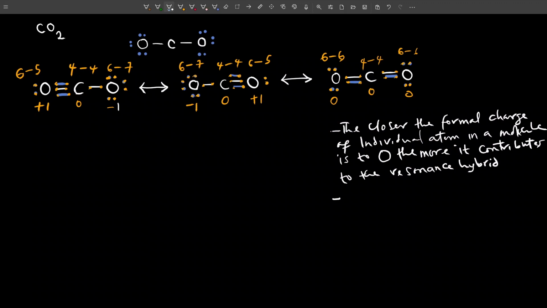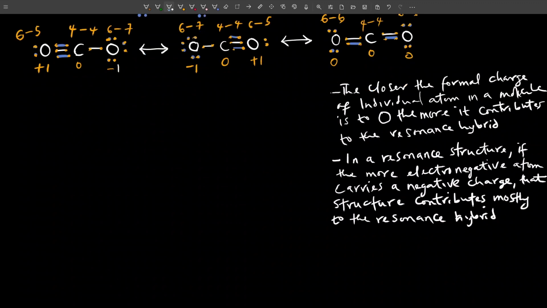And the second point is a little bit long, but it's quite explanatory. It says, in a resonance structure, if the more negative atom carries a negative charge, okay, that means that if a negative charge is present on a more electronegative atom, that resonance structure contributes mostly to the resonance hybrid.